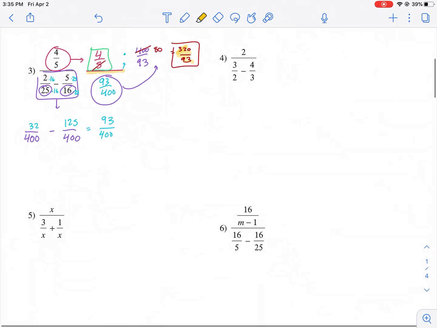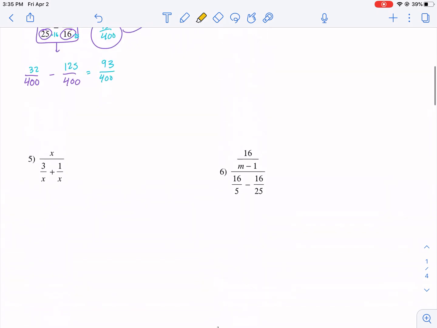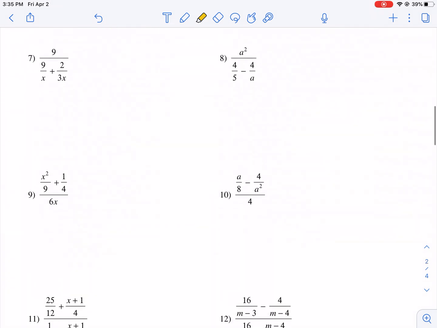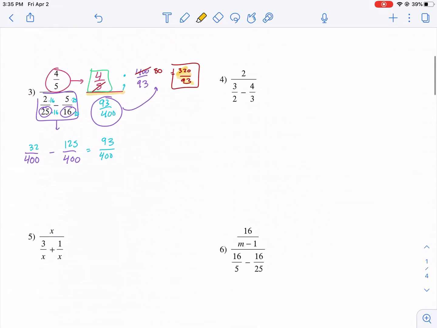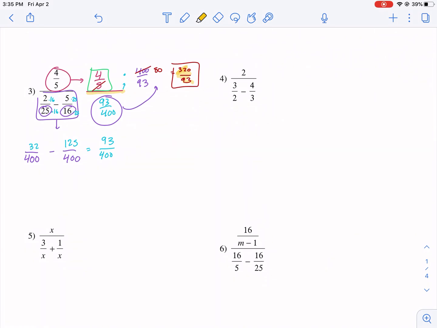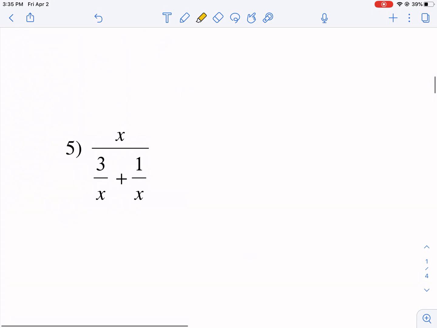Okay, let's do 2 more, and then I'm actually going to do a part 2 of this video because these are a little bit more complex down here, and I've already introduced the basics, so it should be a little bit quicker. Let's go to the first one with variables here.